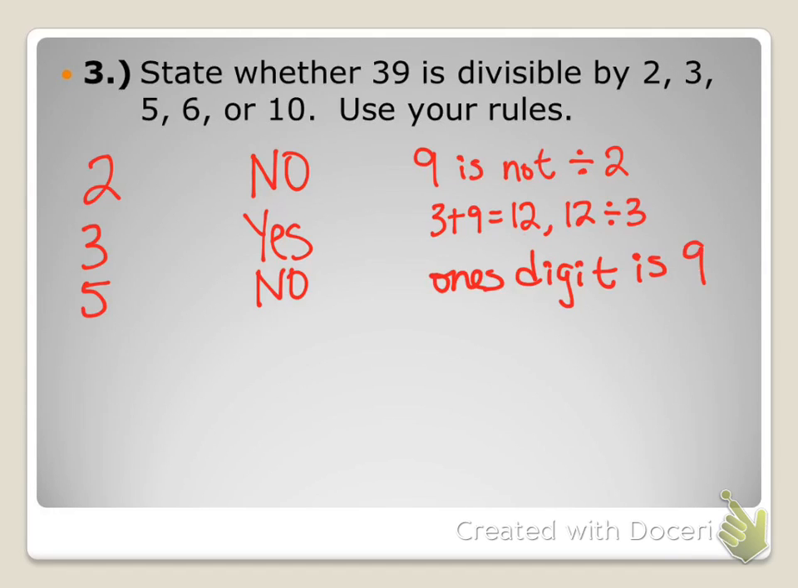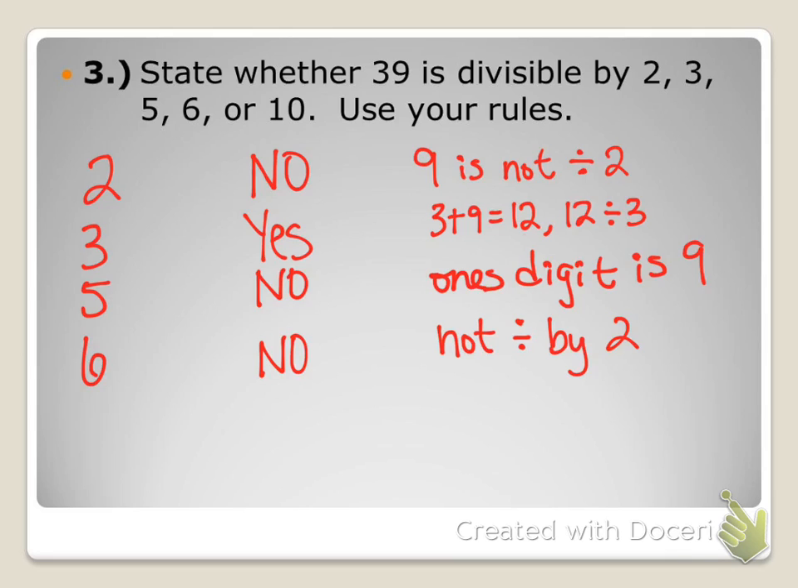What about 6? We seem less sure about this one. No, why not? Ryan? Good. So you can just say not divisible by 2. So it has to be divisible by both 2 and 3. So if it's not divisible by 2, it won't be divisible by 6.